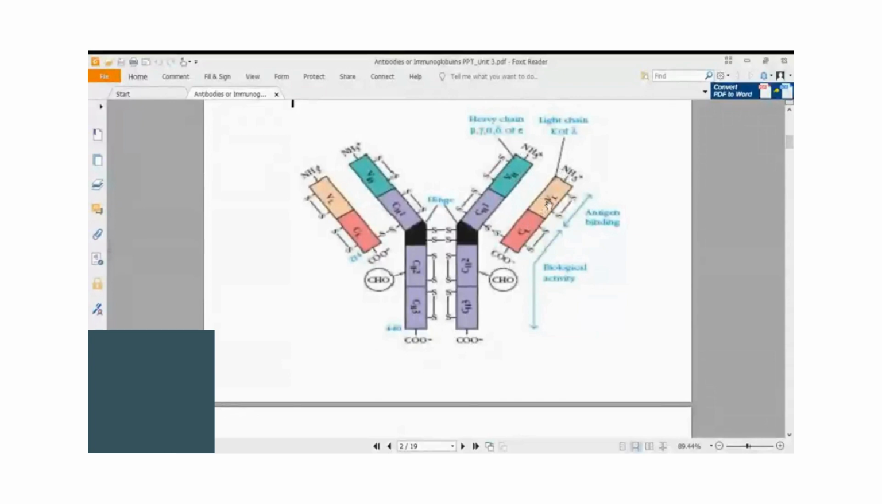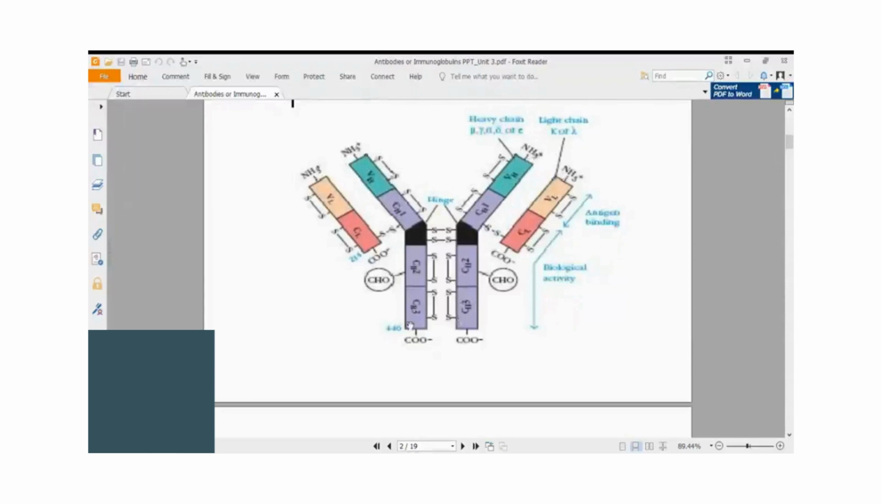Okay, so the NH3 domain of the antibody molecule contains the variable region of the heavy chain and the variable region of the light chain, and that variable region constitutes the FAB arm of the antibody, fragment of antigen binding. Antigen binding they have shown here. Okay, fragment of antigen binding. So the NH3 domain is the FAB region of the antibody.